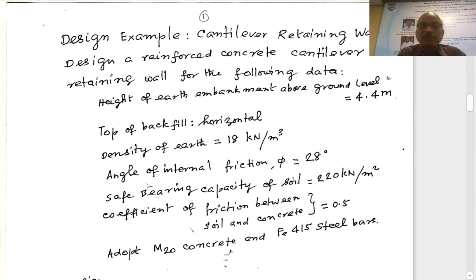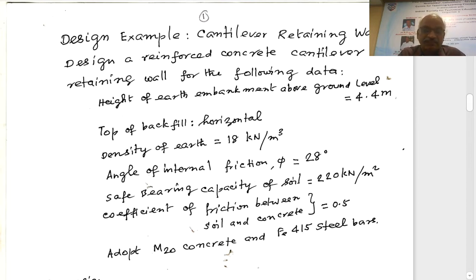Design a reinforced concrete cantilever retaining wall for the following data. Height of the earth embankment above the ground level. So this is to maintain two different levels of earth. On one side you have one level of earth, you want to retain 4.4 meters height of earth. This is the difference in level between the two grounds, right? And top of backfill horizontal, right?